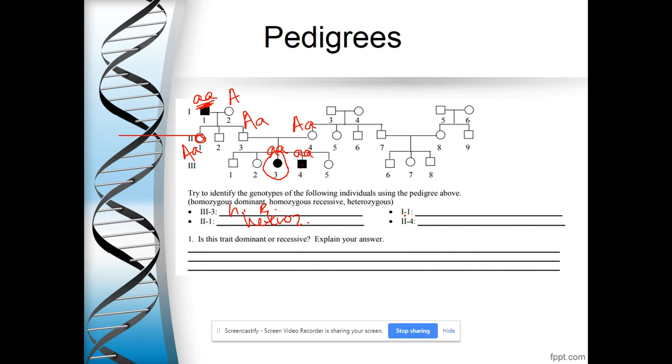Good. Roman numeral 1, number 1, we totally just did that. Grandpa is homozygous recessive.